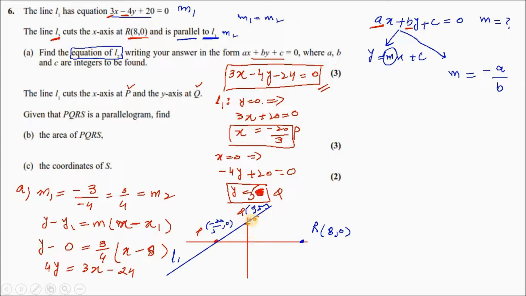Now they are saying that P and Q are intercepts, and given that PQRS is a parallelogram, find the area of PQRS. So we need to find the area. So PQRS, this is the parallelogram. So this is R. That means your parallelogram looks something like this. So this is your point S, something.